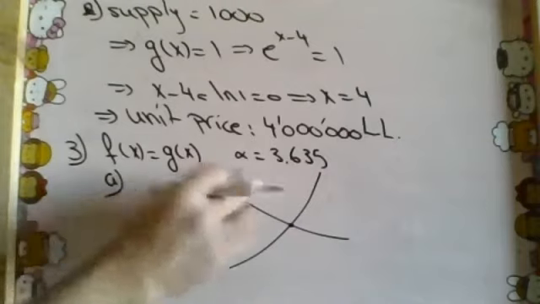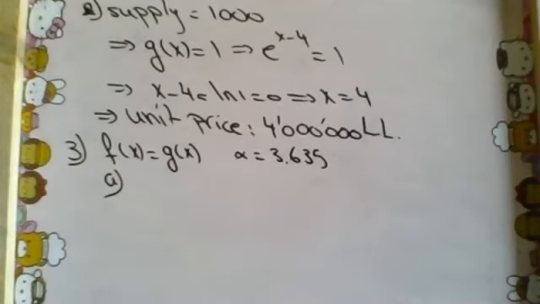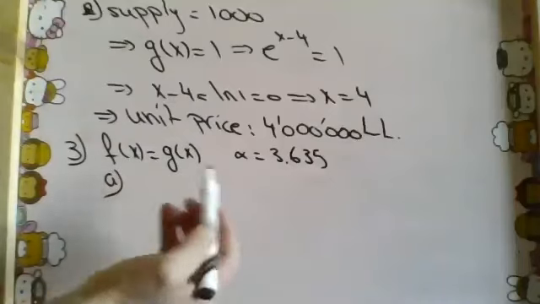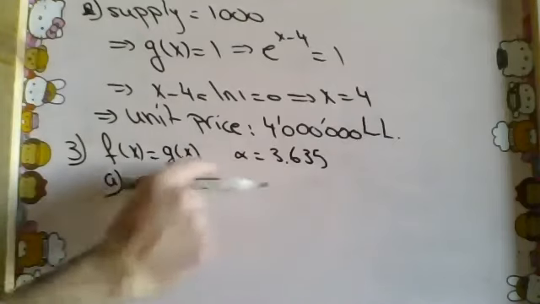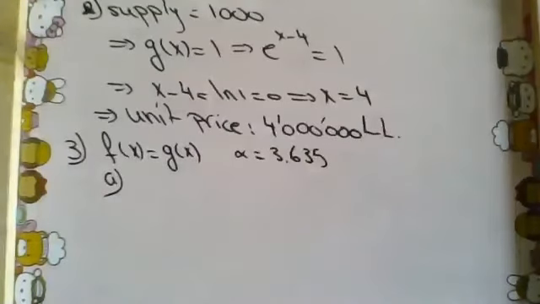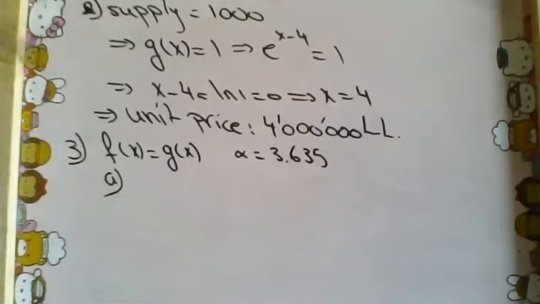So before you read the question, when you see f of x is equal to g of x, meaning demand equals supply, it is talking about the market equilibrium. And this alpha, which is the value of x, it is the equilibrium quantity. Or sorry, the equilibrium price, value of x. Right. Back to the questions.